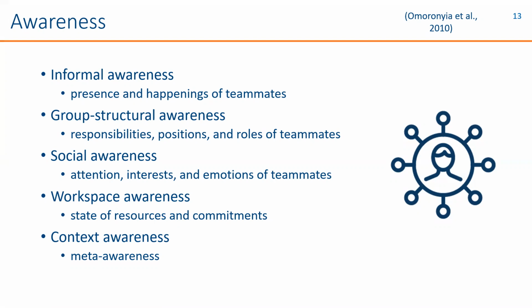Social awareness is needed to minimize conflicts in a team. It provides insight about relationships that exist between collaborators. It is generated over time and is especially intertwined with culture. Next, workspace awareness concerns information about teammates' interactions with the shared workspace. It's similar to informal and group structural awareness, but this type of awareness involves the state and recent history of resources and commitments, not the people that are interacting with them. The last type of awareness is context awareness, which cross-cuts the other 4 types.